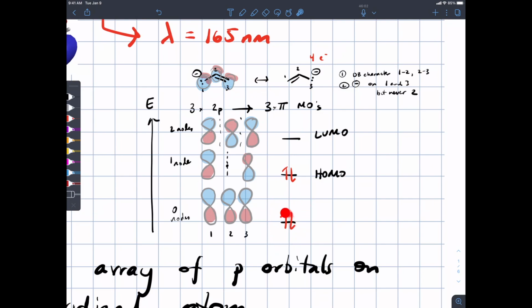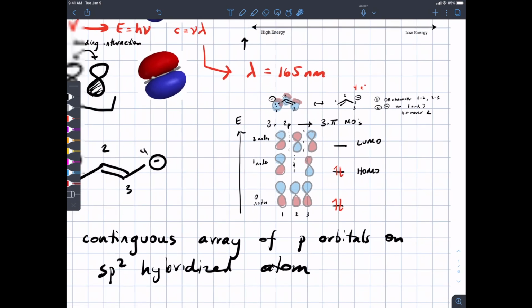The lowest energy electrons account for the double bond character between 1 and 2 and between 2 and 3. Right? Those electrons are shared all across. Whereas the HOMO here accounts for the lone pair that's on carbon 1 and on carbon 3, but never on carbon 2. Okay, I think we did that very briefly, so that's just the quick summary.